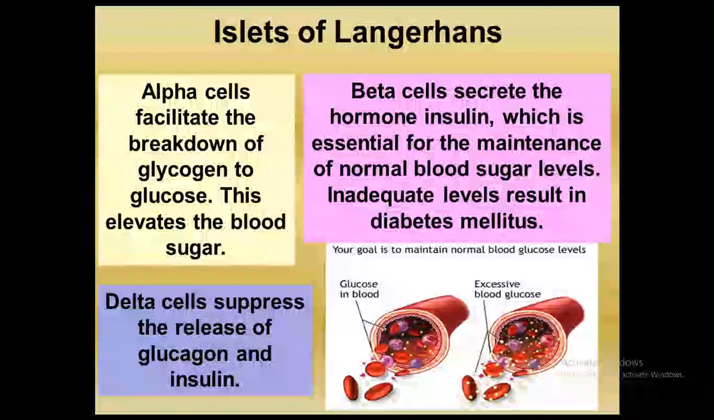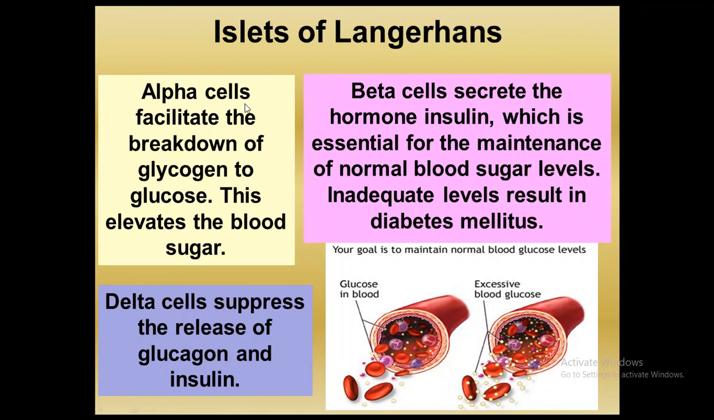Okay, boys. Islets of Langerhans. Actually, a group of cells which secrete some hormones is called islets. The scientist Langerhans discovered this islet, so it is called islets of Langerhans. Langerhans is the name of the scientist. And this islet consists of three types of cells: alpha, beta, and delta.